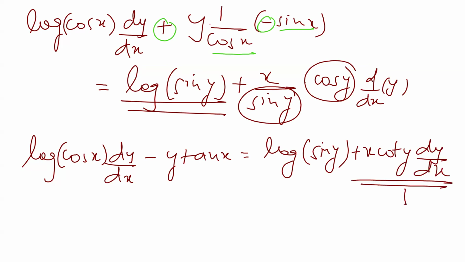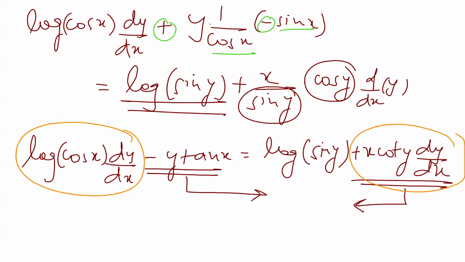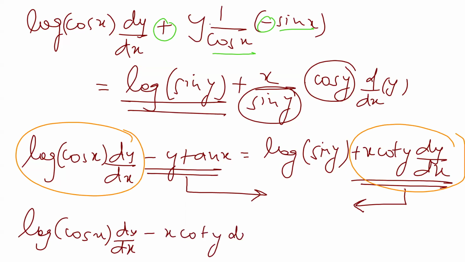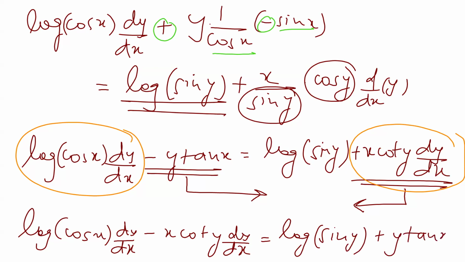Now take this term on the left hand side and take this term on the right hand side, because we are supposed to group the terms which are having dy/dx. So log cos x dy/dx minus x cot y dy/dx is equal to log sin y plus y tan x.